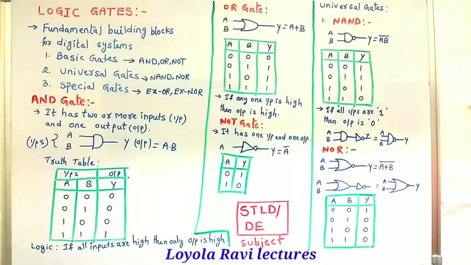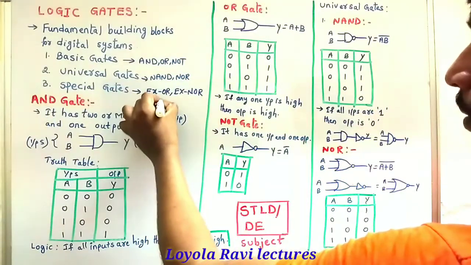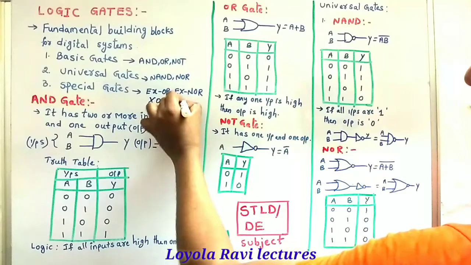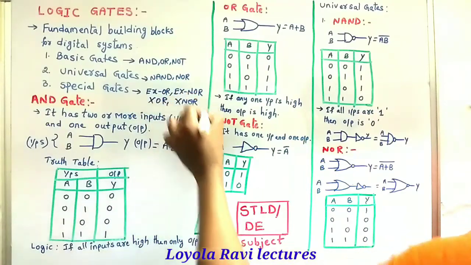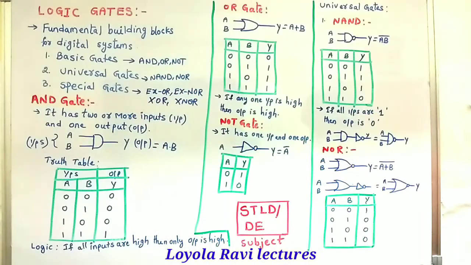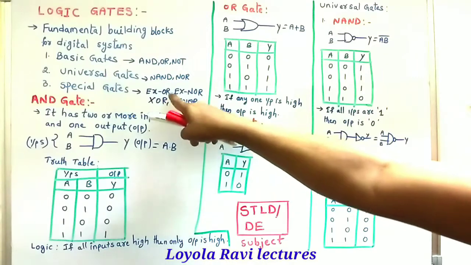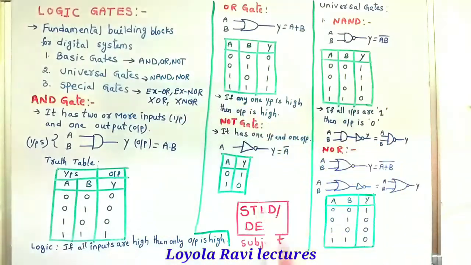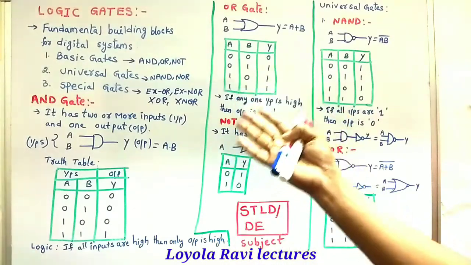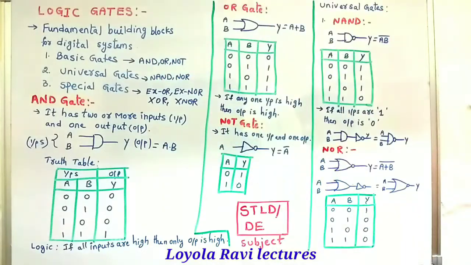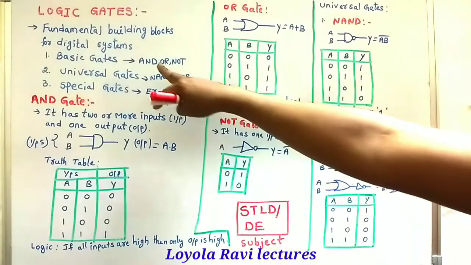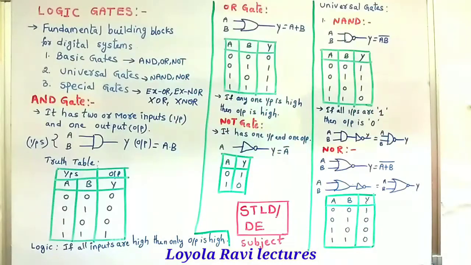Those may also be written like this: XOR, XNOR. You may represent the notation in any manner, no problem. It may be XOR, XNOR like this, or EX-OR or EX-NOR. These are basically all the gates: basic gates, universal gates, and special gates. All logic gates are these. Nearly 3 plus 2 plus 2, that is 7 gates we have.